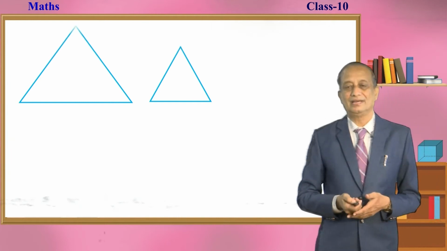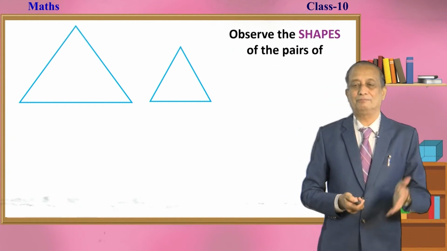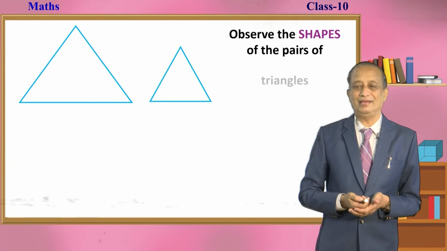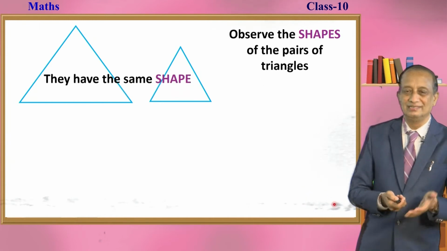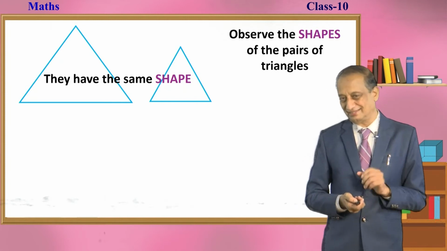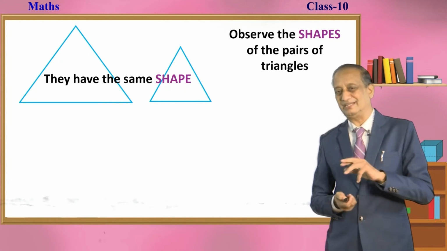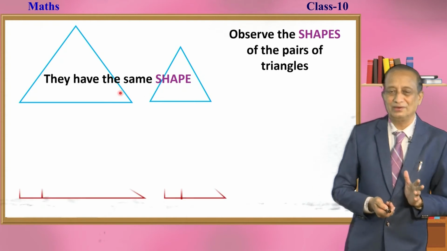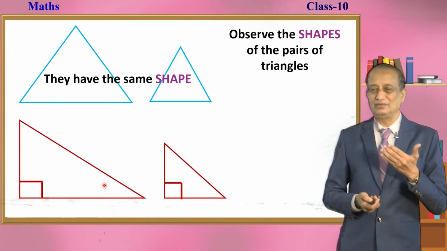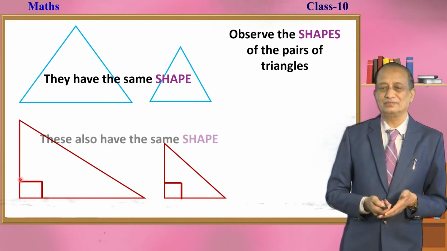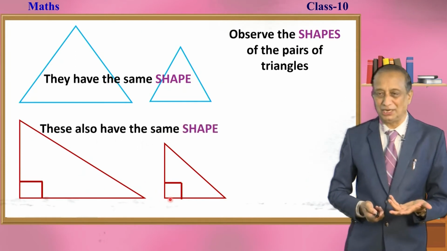Now, here is a pair of triangles. Observe the shapes of the pair of triangles that is coming up on your monitor screen. Don't you think they have the same shape, children? One is larger than the other, that is all. Okay, look at the other pair of right angle triangles. How does it look to you, children? They also seem to have the same shape.